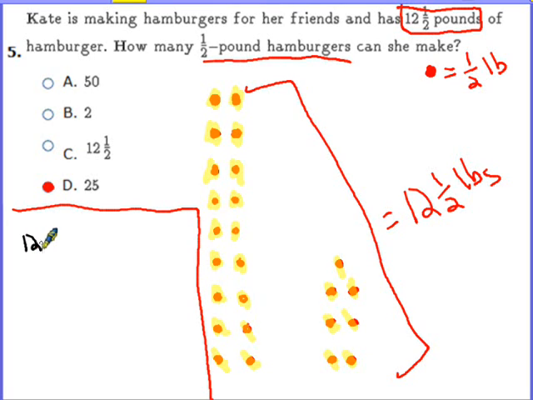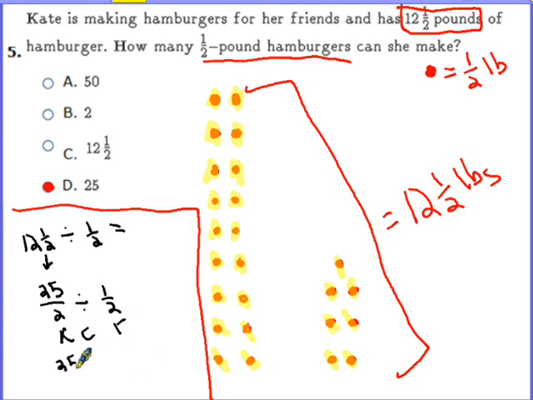So I would take 12.5 pounds and I would divide it by half a pound because I want to see how many half a pound hamburgers are in there. Now of course I need to turn that into an improper fraction. So 12 times 2 is 24 plus 1 is 25 over 2 divided by 1/2. And then you would keep it, change it, flip it. So that leaves this as 25 over 2 times 2 over 1. Solve that out and you'll get 25.